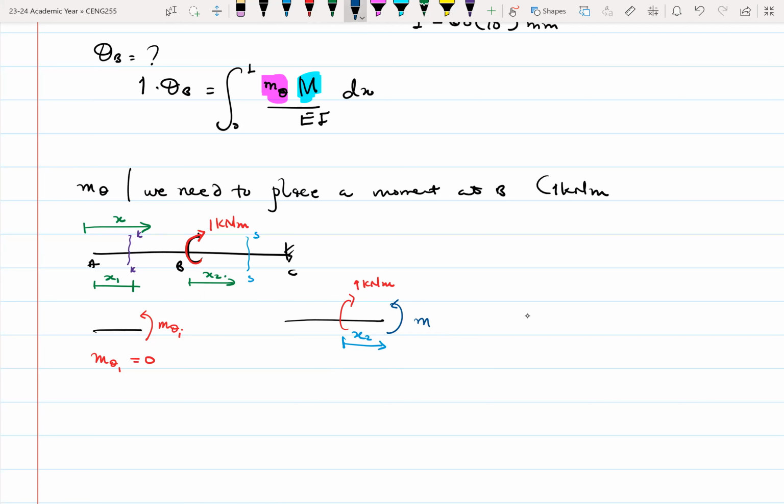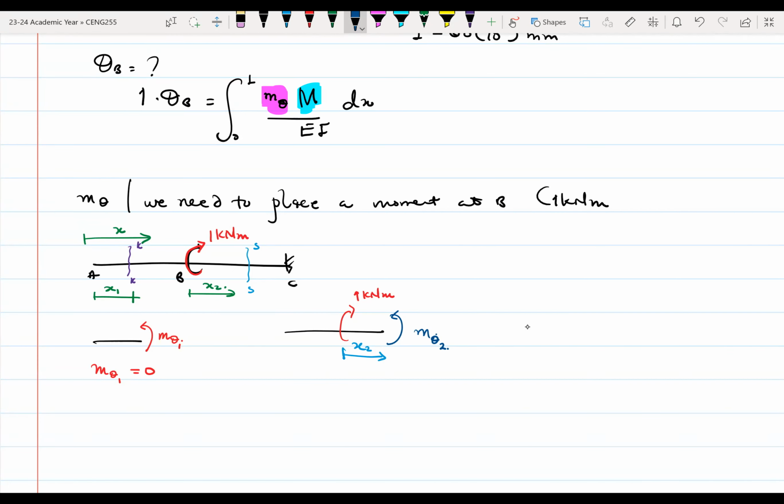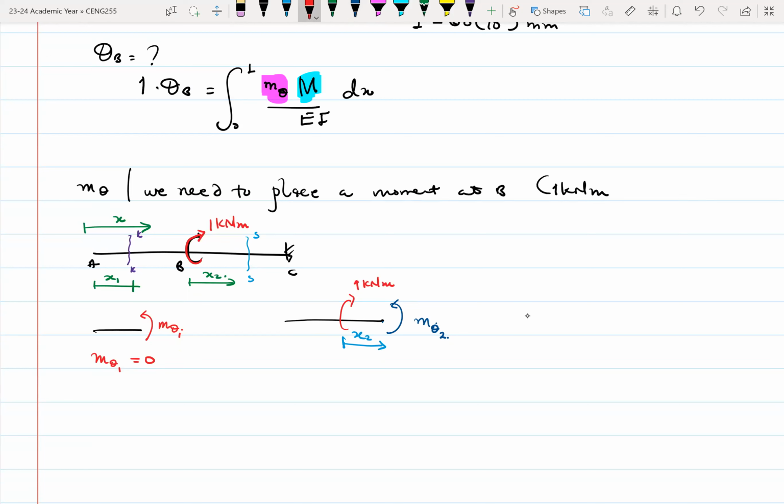So M theta 2, how do we find that? Again, we write equations for it. So let's do that. Here, let's sum moments about SS, the point where we cut right here. So M theta 2 minus 1 equals 0. Since we are summing moments, this means that small m theta 2 is equal to 1.